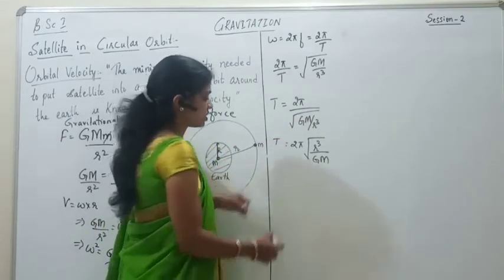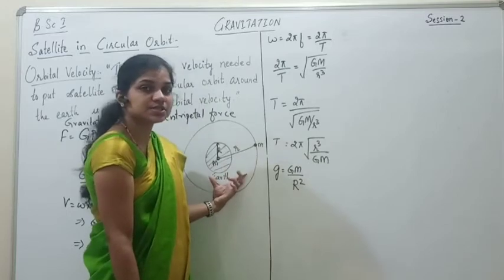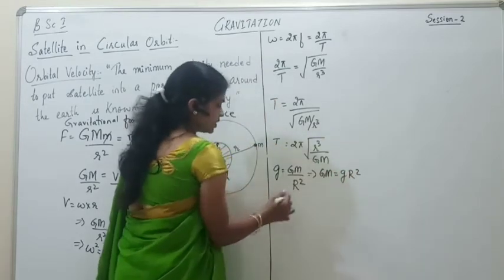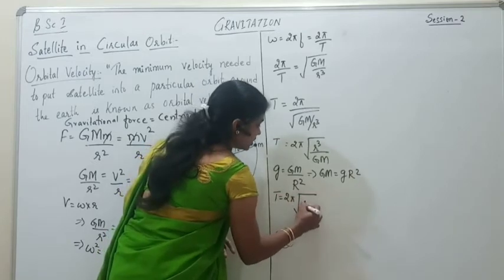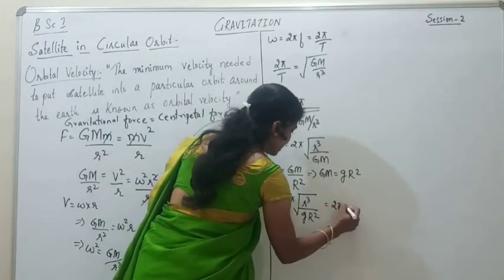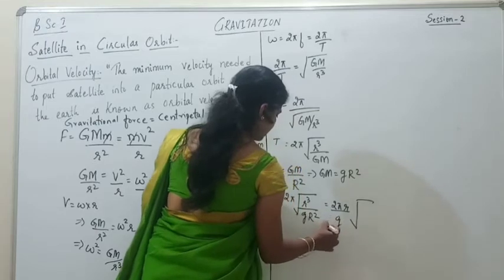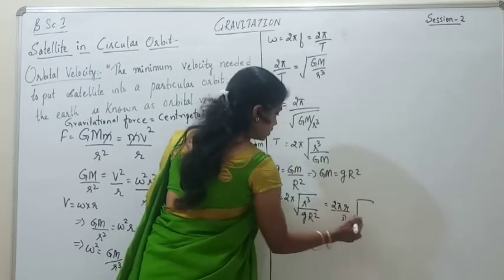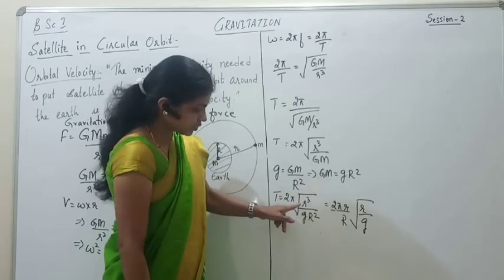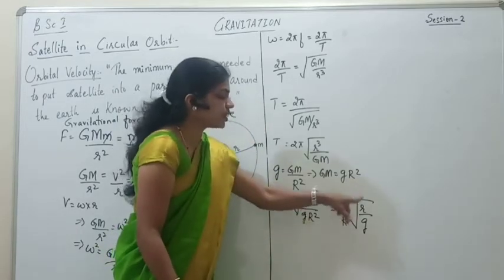Now again, what is GM? g is equal to GM upon R square, capital R, because it is the acceleration due to gravity. Now GM is equal to gR square. So if I substitute it here, what will I get? T is equal to 2 pi root r cube upon gR square. Or I can write this as 2 pi r by R root of r by g. So R square comes out, and we are left with one r and one g. So we have the time period equal to 2 pi r by R square root of r by g.